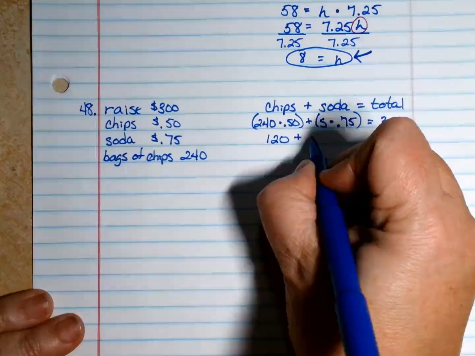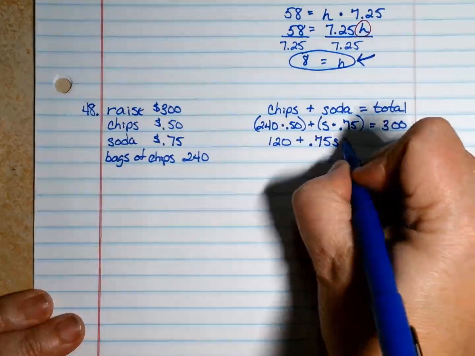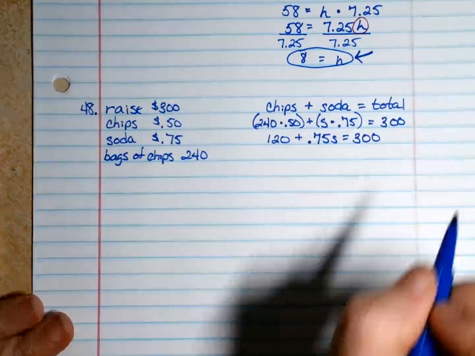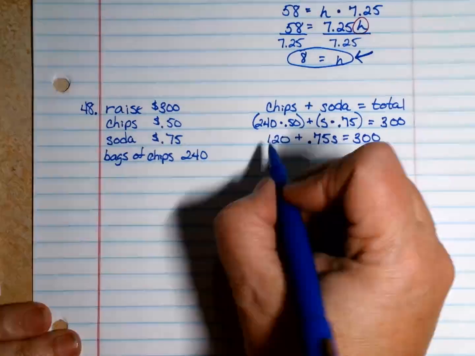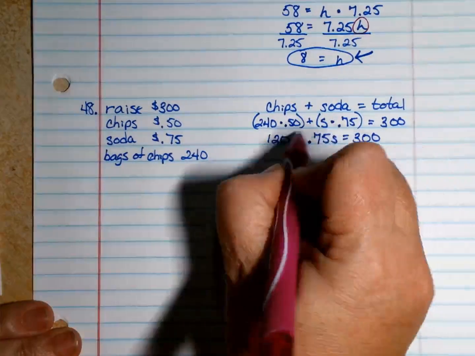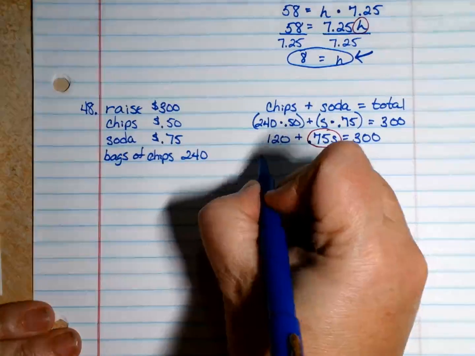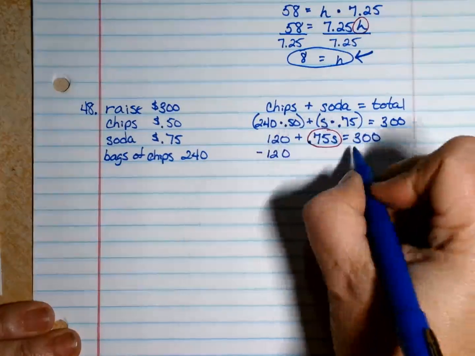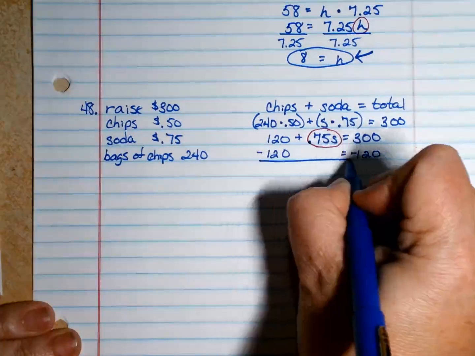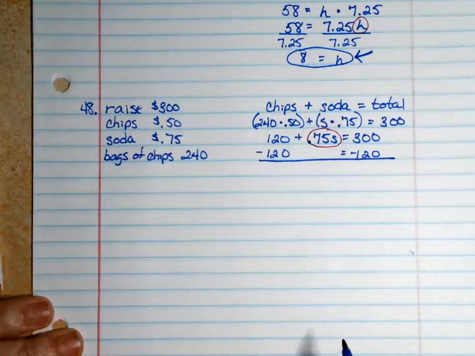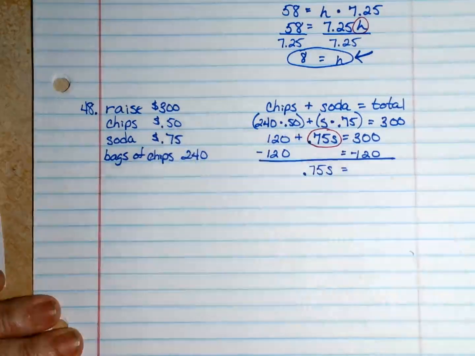And they're making 75 cents for every soda, and that's going to give them the $300 that they earn. Okay? You with me so far? So now we have to get the term with the variable, the sodas, by themselves. So let's take the chips away. That takes the chips away. Okay? Because we know they made $120 on the chips. So they have 75 cents per soda equals 300.